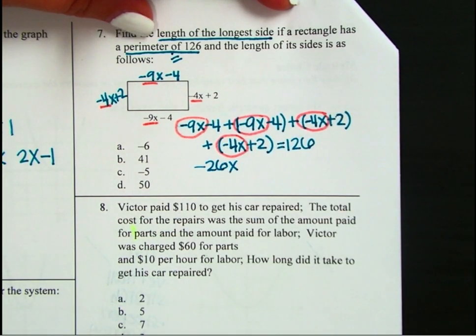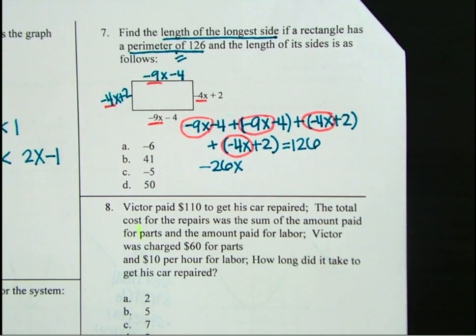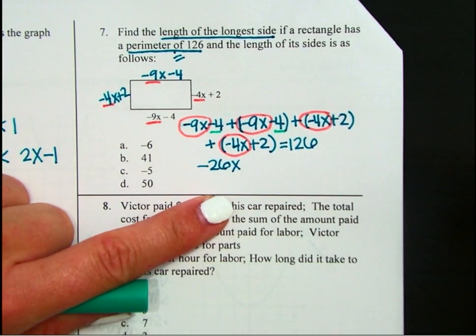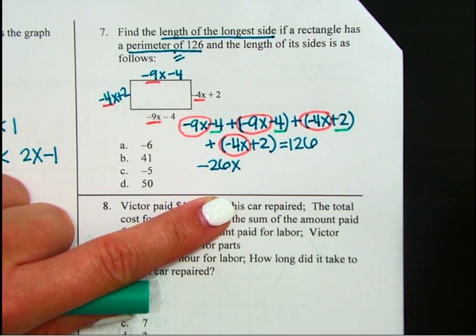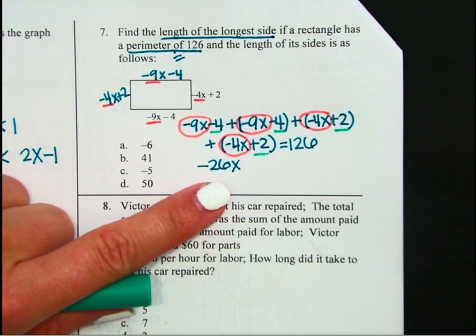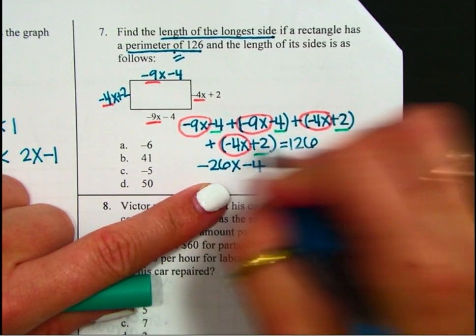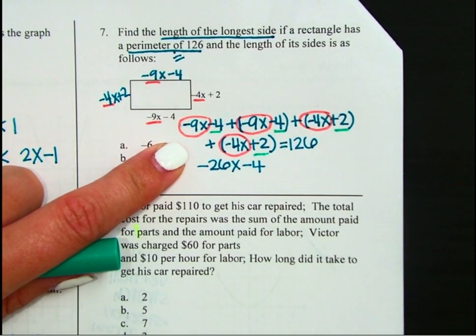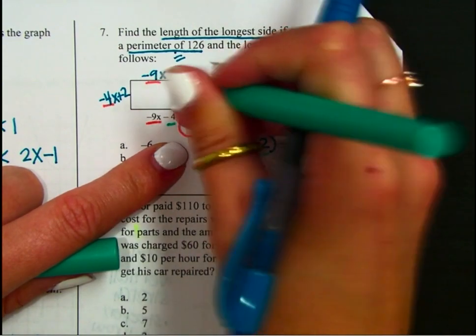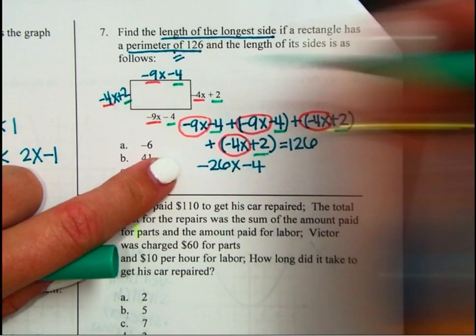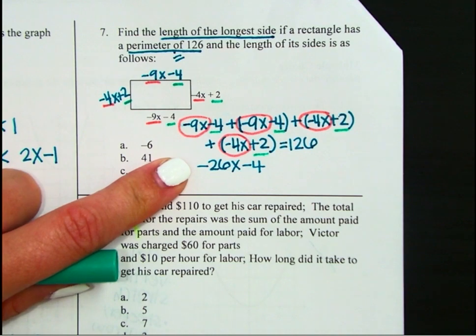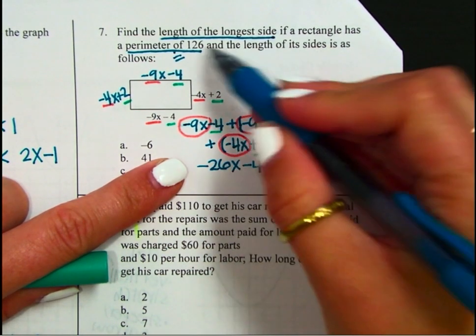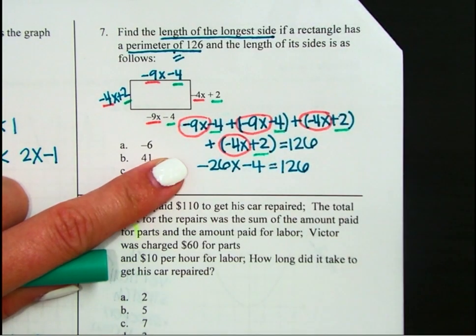Then I'm going to combine my constants together. So I'm going to have negative 4 and negative 4, that's negative 8. Positive 2 would give us negative 6. Positive 2 is negative 4. Again, if you don't set up this equation, you can just look over here and combine: negative 4 is negative 8, plus 2 is negative 6, plus 2 is negative 4. So you can combine it all that way. Again, equal to 126 because the perimeter is 126.